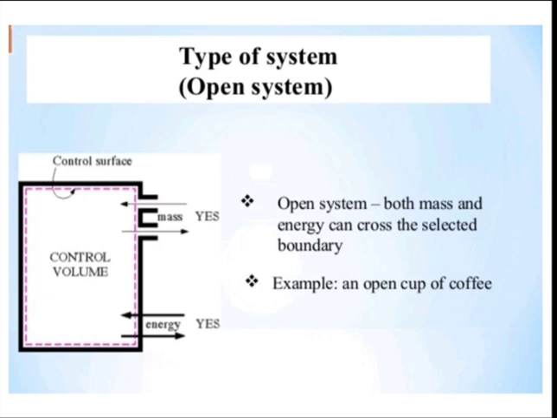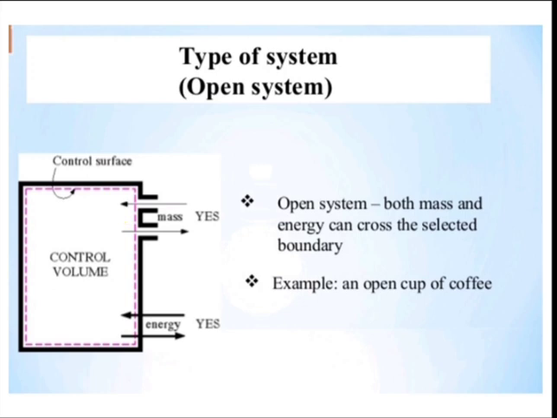See here, energy can be exchanged, either it can be absorbed or it can be released. That means energy is transferred from system to the surrounding and vice versa. Then mass is also exchanged. So this is the open system.